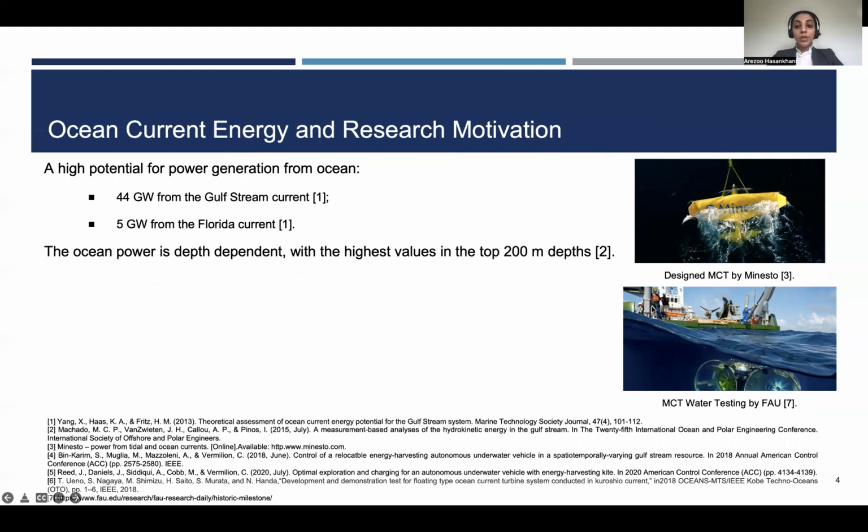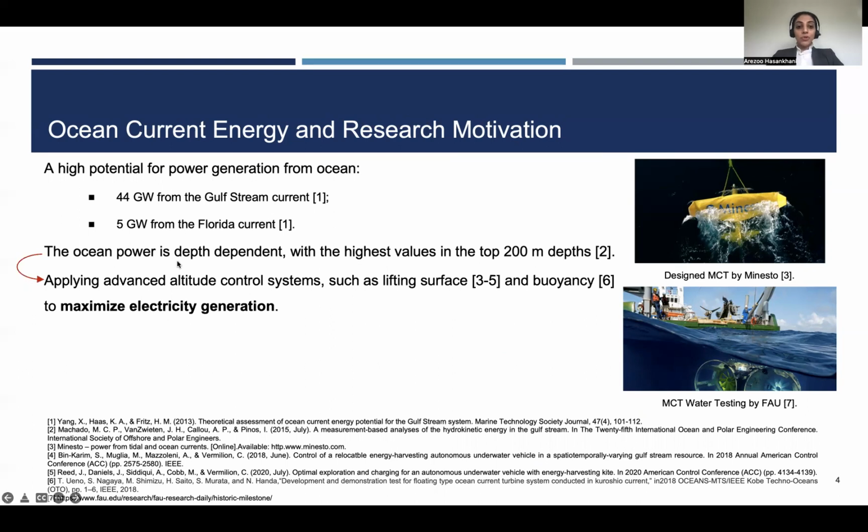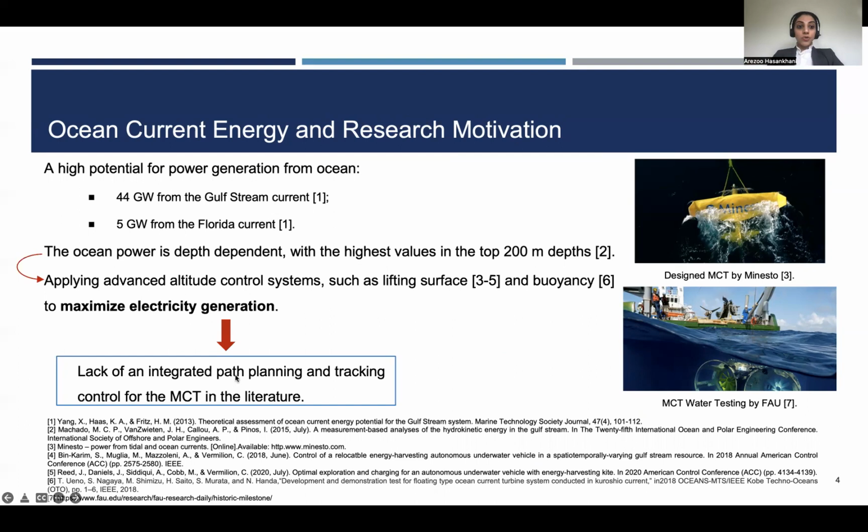Here, at Florida Atlantic University, we focus on the marine current turbine system and perform some on-water testing. I should mention that the ocean power is depth dependent, and the highest values are located near the sea surface. So we need some mature technologies to harness this power and navigate the system through the water column, such as lifting surface control and buoyancy control systems. We specifically focus on the buoyancy control one. But in the literature, we lack an integrated path planning and tracking framework for the MCT system to formulate the path control for this system.